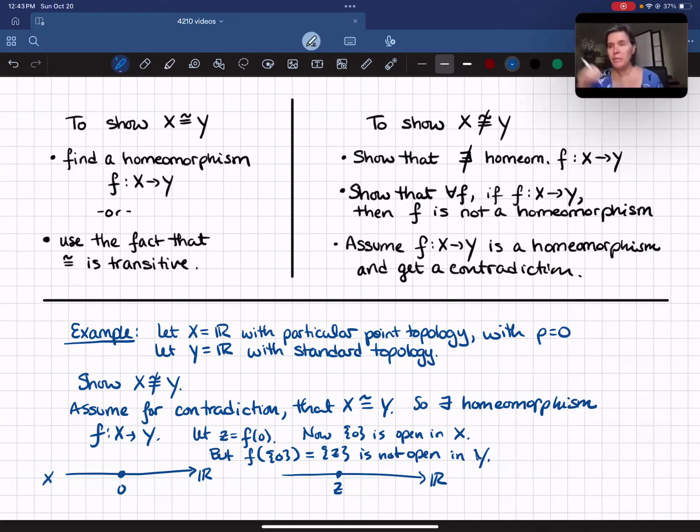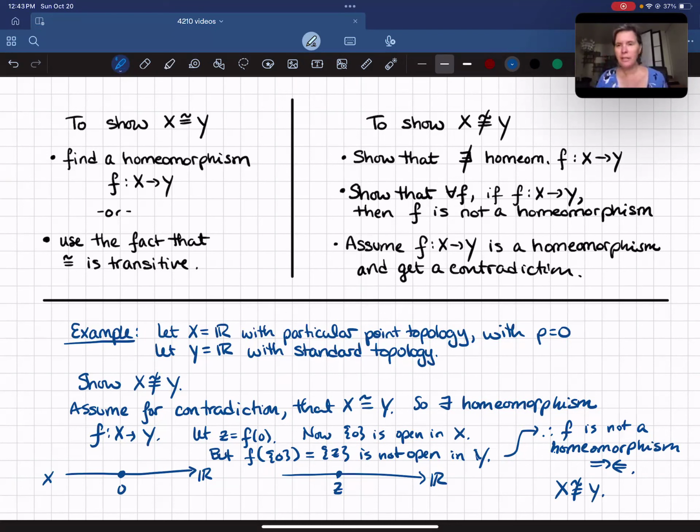Homeomorphisms have to take open sets to open sets, closed sets to closed sets. Pre-images of open sets have to be open and pre-images of closed sets have to be closed. And so this means that f is not a homeomorphism, which is a contradiction. Okay, so X is not homeomorphic to Y because I assumed they were homeomorphic and then I got a contradiction. All right, so that is the standard method for showing that two spaces are not homeomorphic.